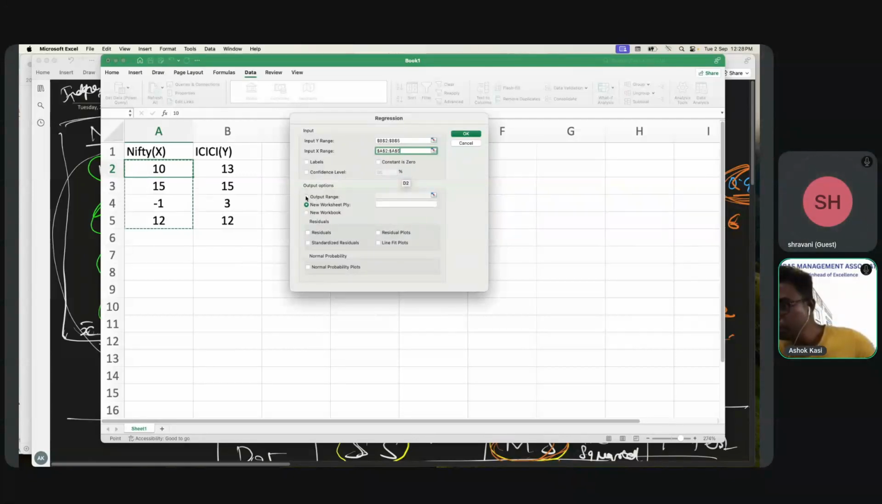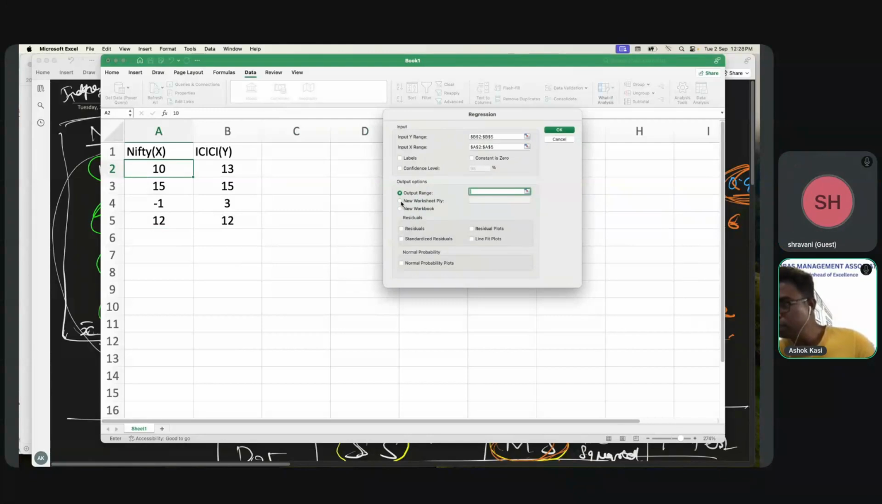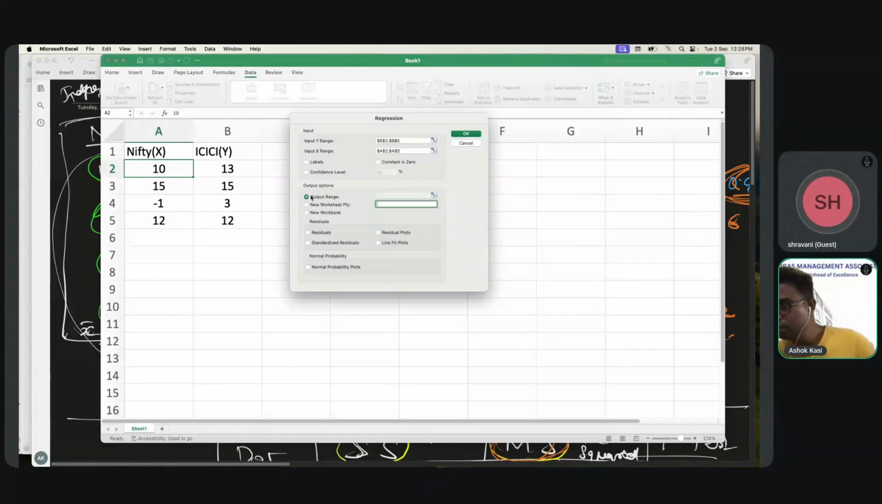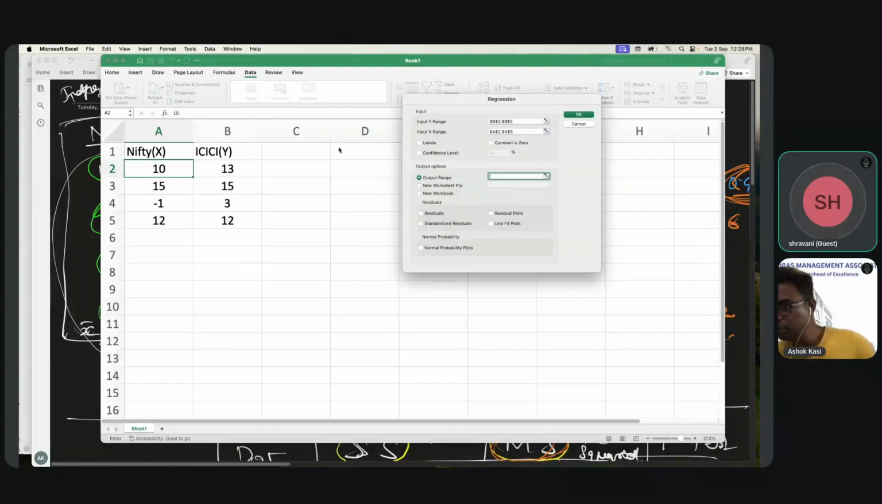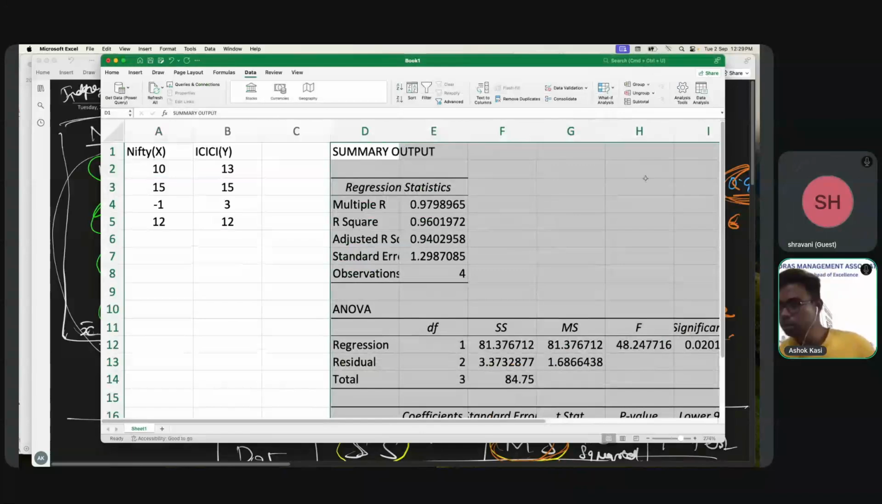From where do I need the output? If I want it in a new Excel sheet, I'll click here. Otherwise, here only, from which cell. So I want it from here, so from here I will get the output. Okay, that's it. Then I'll click on OK. That's it. See, we have got the numbers.